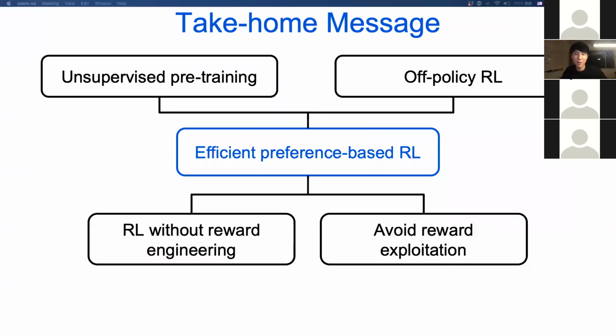So here is the take-home message from the first paper. Basically in this paper, we showed that the feedback efficiency of preference-based reinforcement learning can be improved by utilizing unsupervised pre-training and off-policy reinforcement learning. And using this framework, we can do reinforcement learning without reward engineering, and we can also avoid reward exploitation. So that's it for the first paper.